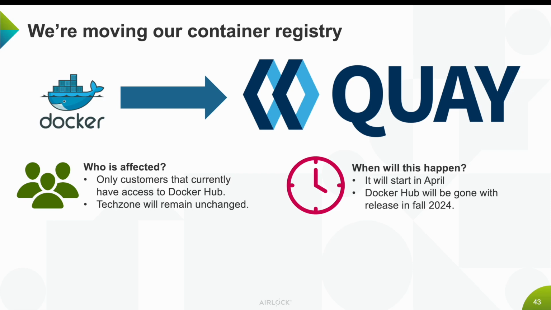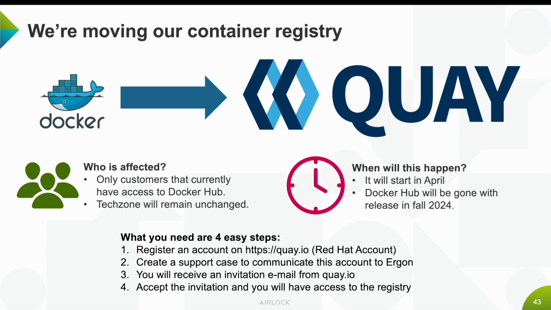What do you need to do to get access to Quay and get access to those IAM images? Well, it's 4 easy steps. You register an account on Quay.io, which really is a Red Hat account because Red Hat has taken over Quay.io. If you already have a Red Hat account, of course, you don't need to register a new one. Then you create a case to communicate this account to Ergon. We'll add you to the group that has access to those images, and you will receive an invitation email from Quay.io. Accept the invitation, and you'll have access to the registry.